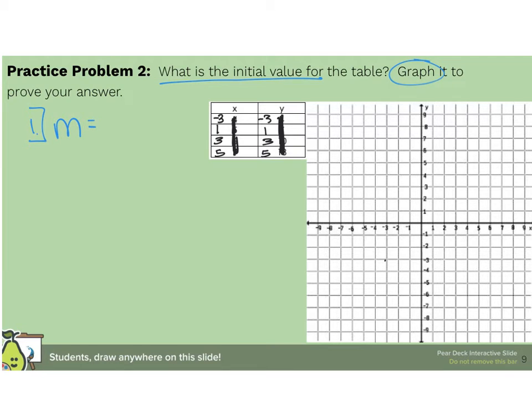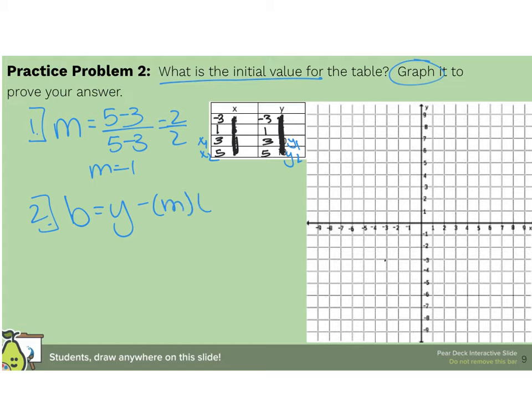I don't like the negatives, so I'm going to use the last 2 points. So x1, y1, x2, y2. Mine's going to be 5 minus 3 over 5 minus 3, which is 2 over 2, or 1. My slope is 1. So initial value, formula, b is y minus the slope times the x.